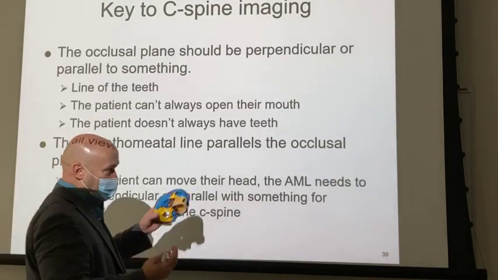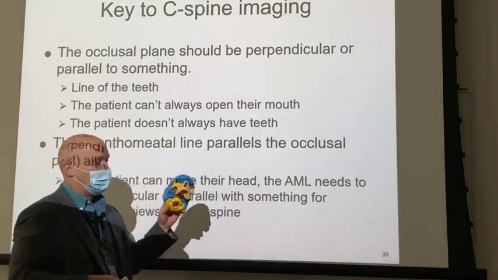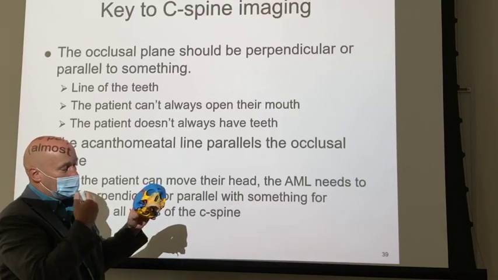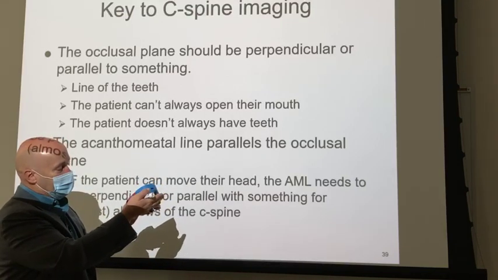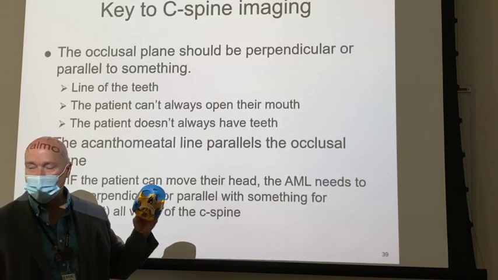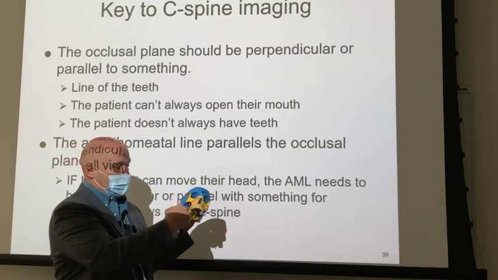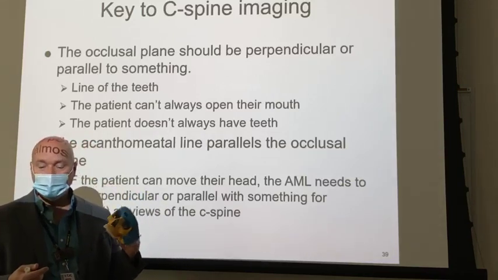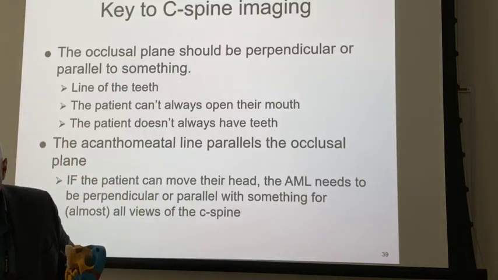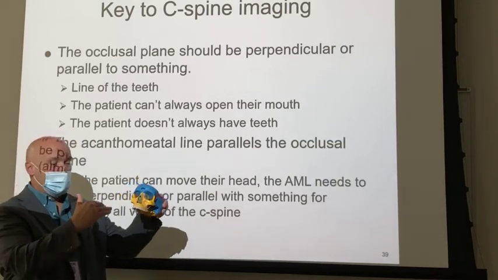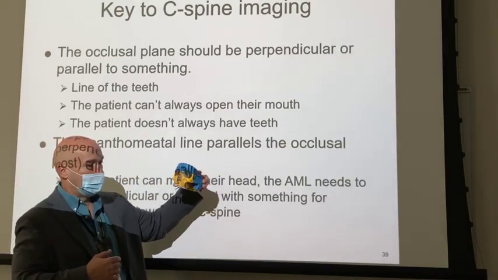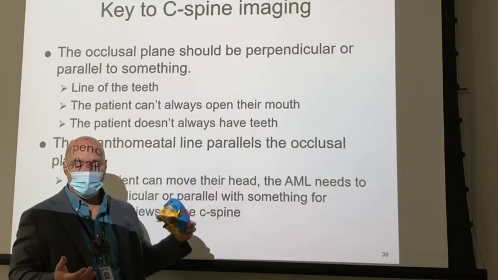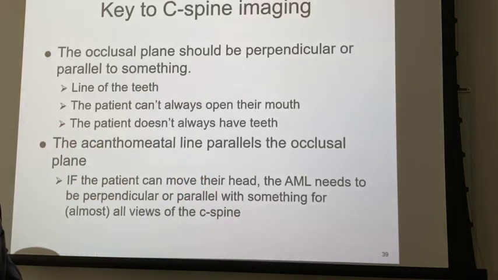So you've got to know this for the test, that you've got to align the occlusal plane, but the line that parallels that is the acanthomeatal line, the AML. So instead of using the occlusal plane, what I recommend you use is the AML. So for your images, that AML needs to be either parallel to something or perpendicular to something in order to get the best view of it, okay? With the exception of the Fuchs, everything else centers around the AML.